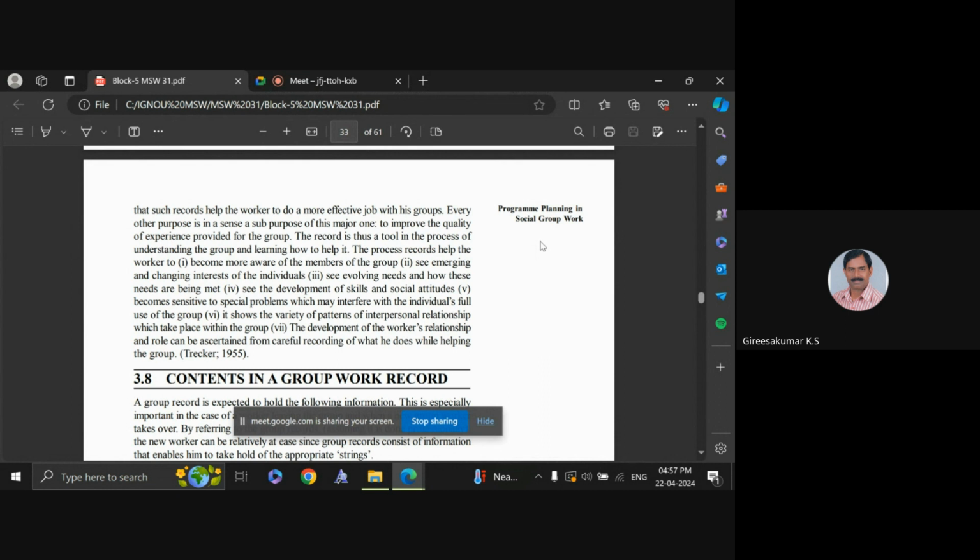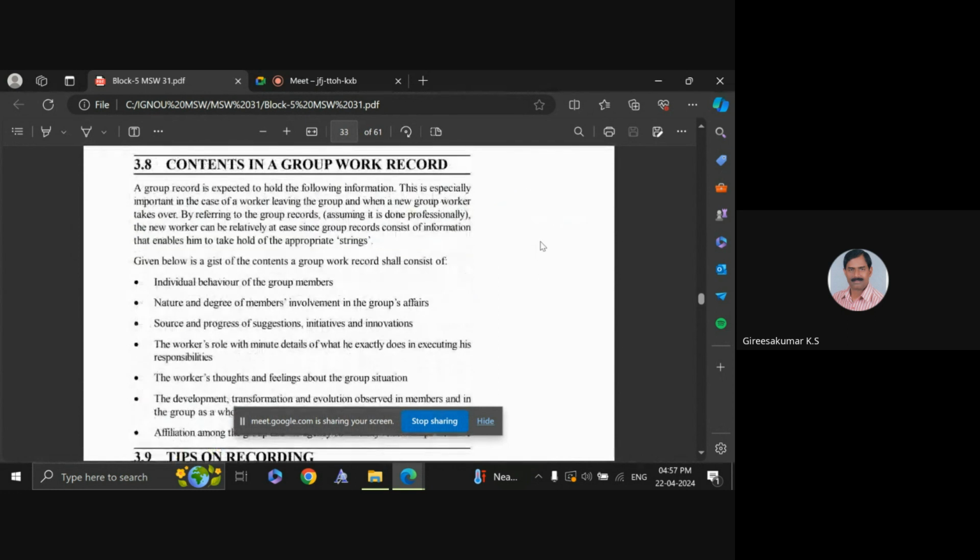Then contents in a group work report. Contents: individual behavior, nature and degree of members' participation. These are all the contents. Social progress, suggestions, initiatives. Then the worker's role, with the minute details of what he exactly does in executing his responsibilities. The record must contain all these things: the worker's thoughts, development, transformation, and evolution observed in members.